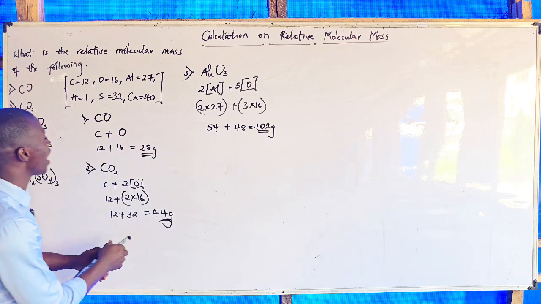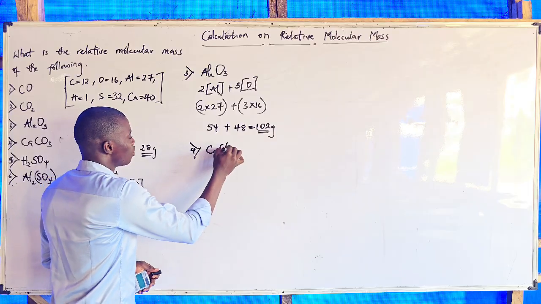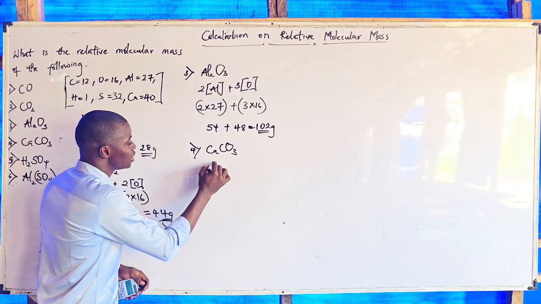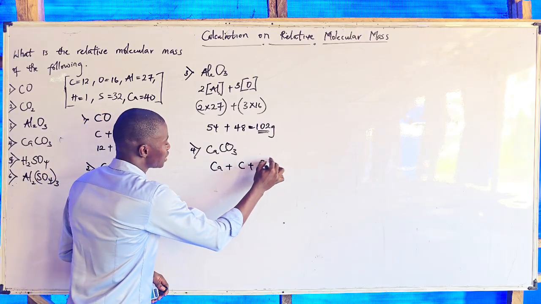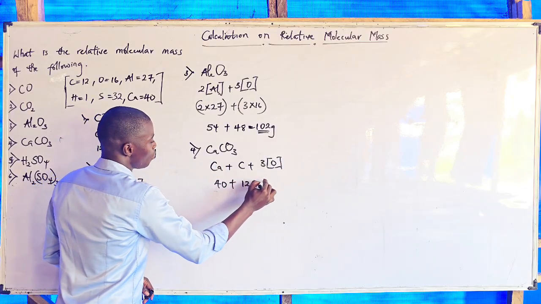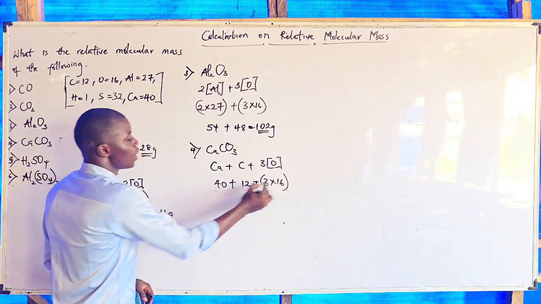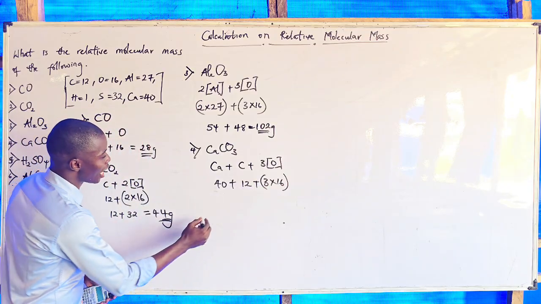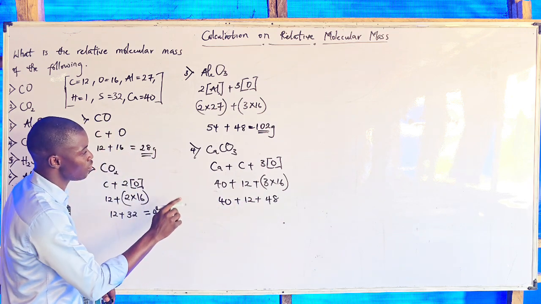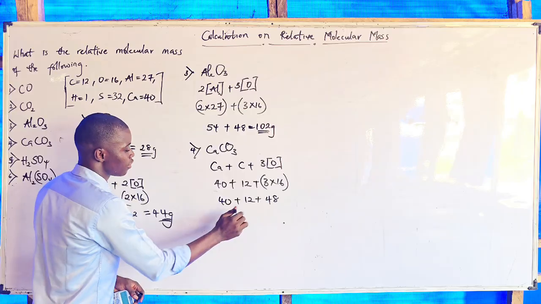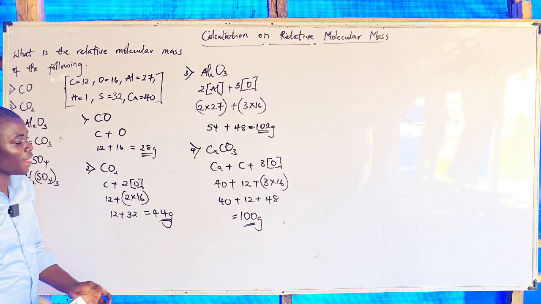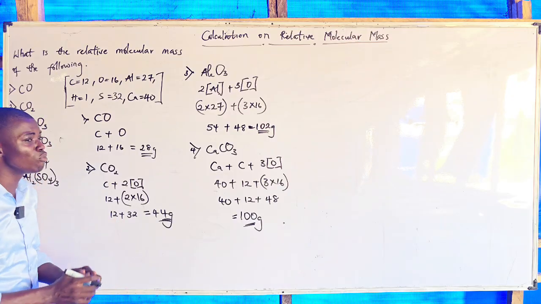Then in number 4, we have calcium trioxocarbonate IV. Now, if you have something like this, the first thing you have to do is to write out the atomicity, which is calcium plus carbon plus 3 oxygen. Calcium is 40, carbon is 12, but oxygen is 3 times 16, because we have 3 oxygen present. So we have 40 plus 12 plus 48, because 3 times 16 will give us 48. Then 40 plus 12 plus 48, we are going to have 100 grams. So calcium trioxocarbonate IV has 100 grams as relative molecular mass.